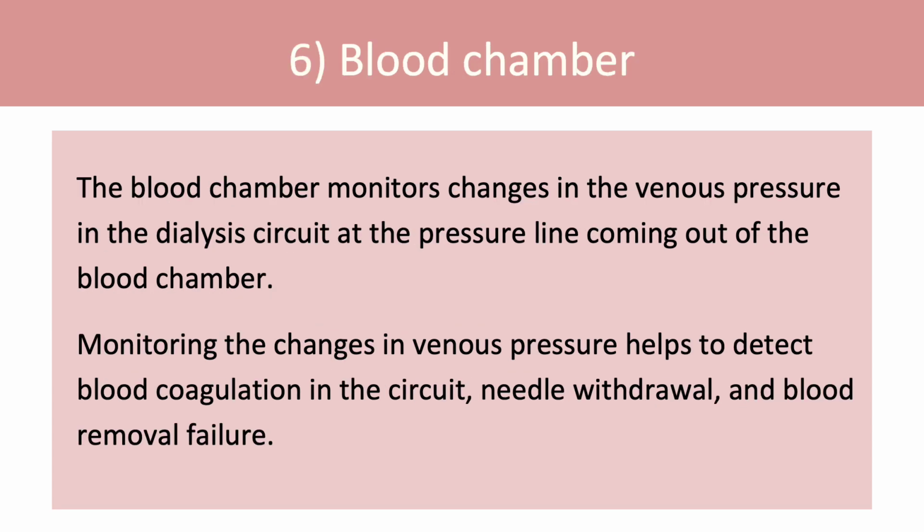The last component is the blood chamber. The pressure line coming out of the blood chamber monitors the venous pressure changes in the dialysis circuit. Monitoring the changes in the venous pressure allows early detection of blood coagulation in the circuit, needle withdrawal, and blood removal failure.